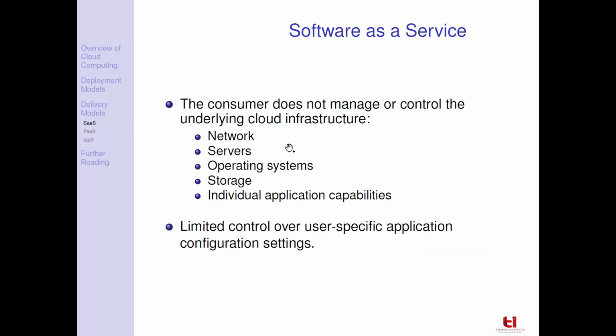So in software as a service, the consumer does not manage or control the underlying cloud infrastructure, that is network, servers, operating system, storage, individual application capabilities. It can only use that particular application. So what does the user do? It can use and maybe have limited control over user specific application configuration settings. So it cannot change any other setting excepting maybe some of the user specific settings of the application.